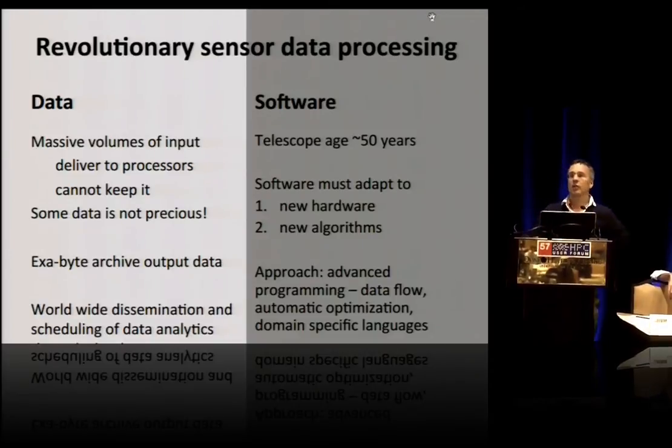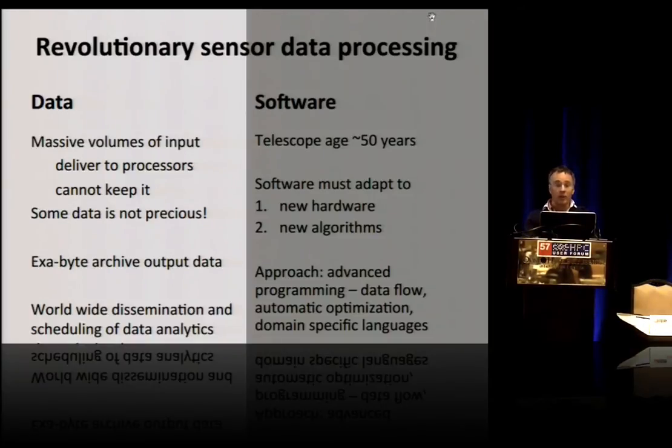So what is really revolutionary about this particular project? First of all, the amount of data that goes into the computers here is so massive that it cannot be kept. You get one shot at it. You need to process that data in a few hours' time, and then the next data comes in, and there is no space to keep it for much longer. Some of the data is not precious. There will always be broken antennas. Kangaroos will chew on the cables and lots of things. So it's a typical sensor problem where a lot of data will be lost and can be lost.